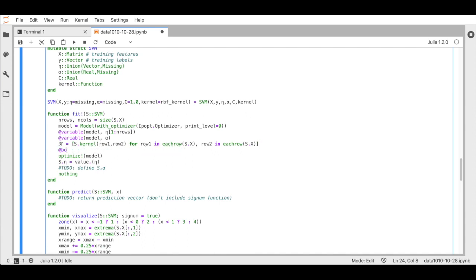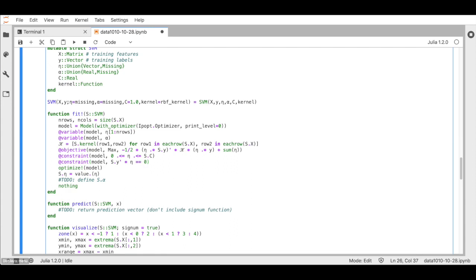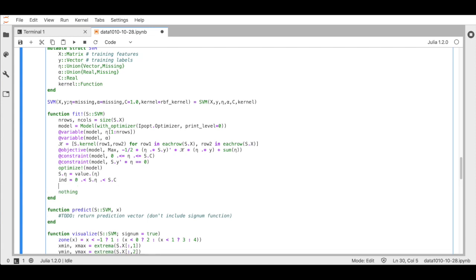Next, we set our objective function. Then we'll optimize our model, extract the fit value of eta, and then we have to come up with alpha on our own. But we have a strategy for that. We check every place where s.eta is between 0 and C. Find the indices where that's true. Let's call this end. So this will be a vector of bools that specifies are we on the margin or not for each component.